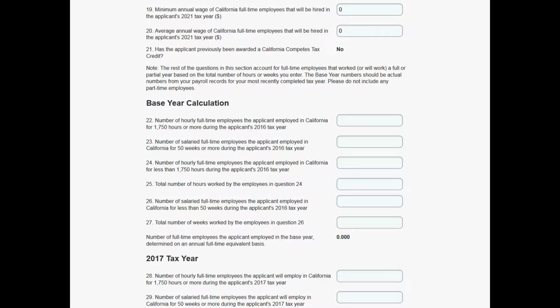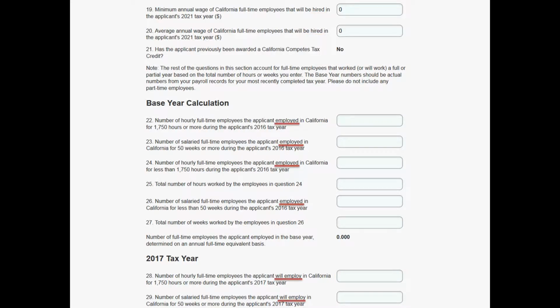Now that we are familiar with the base year and calculating employment on an annual full-time equivalent basis, let's calculate Widget's base year. Question 22 asks for the number of hourly full-time employees the applicant employed in California for 1,750 hours or more during the applicant's 2016 tax year. Notice how the verb has changed from hired, as used in the first 21 questions, to employed.